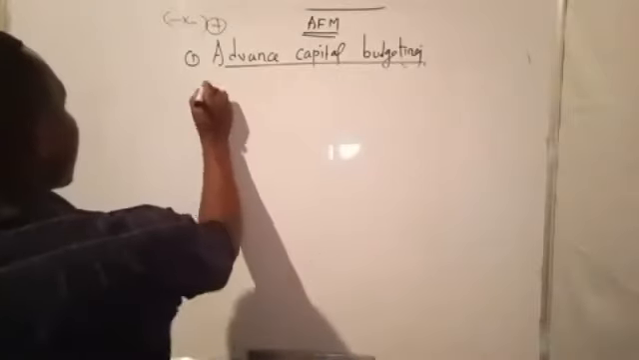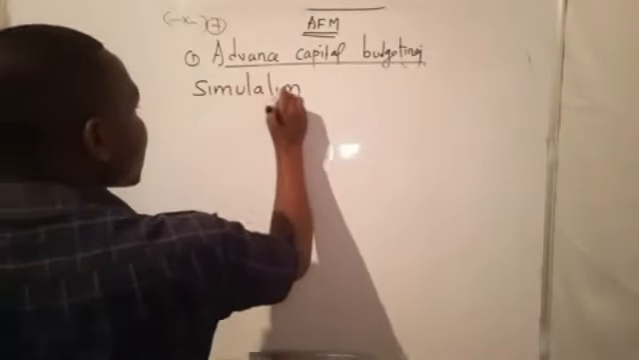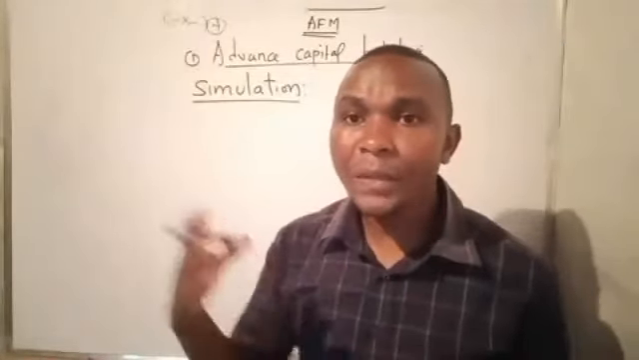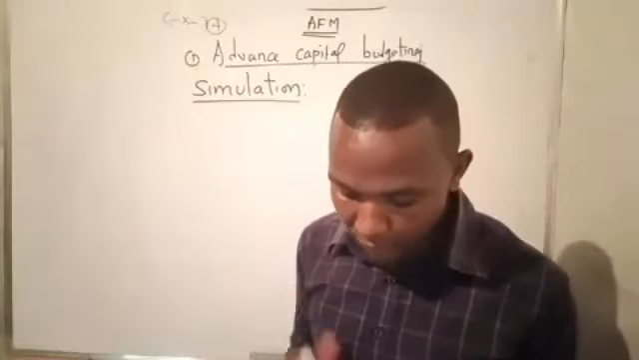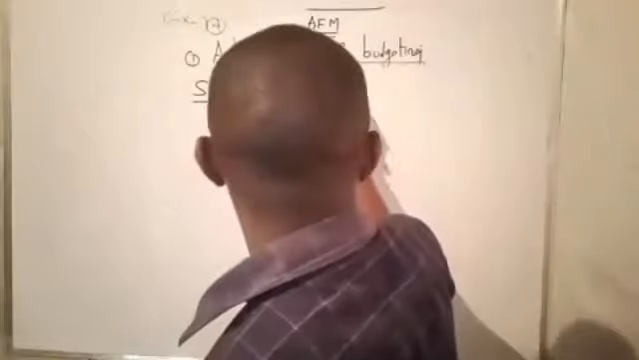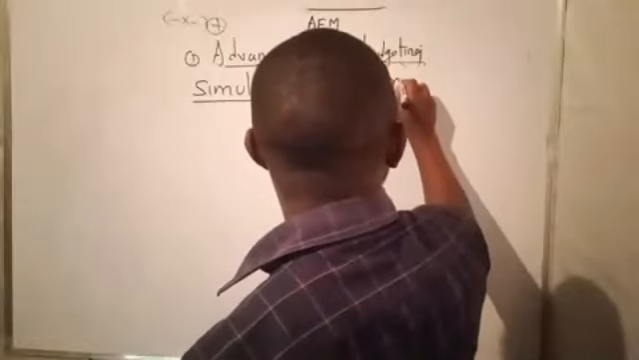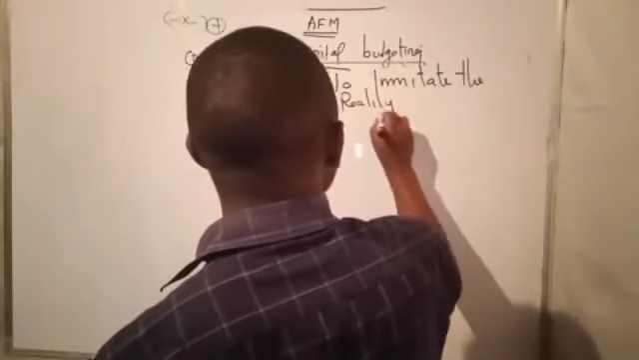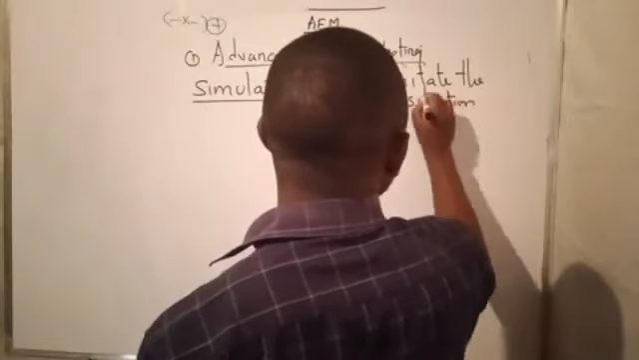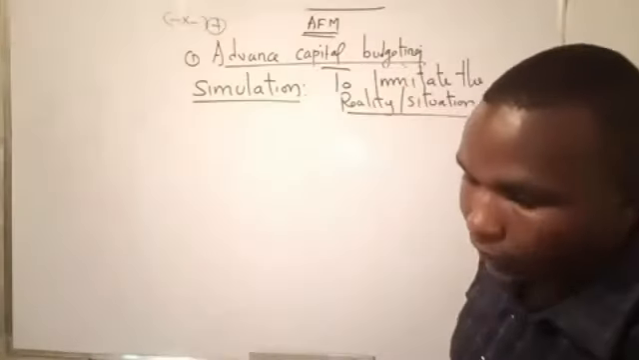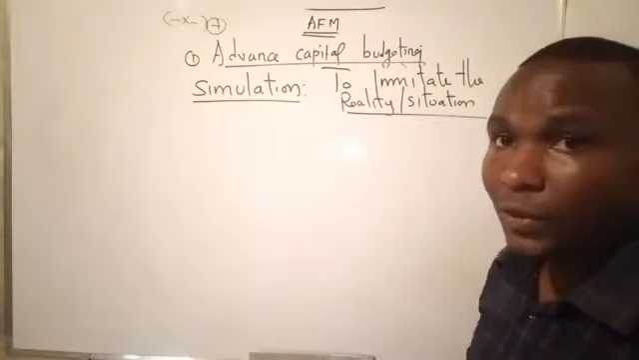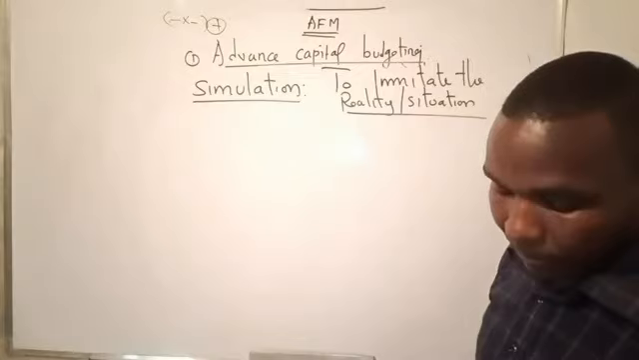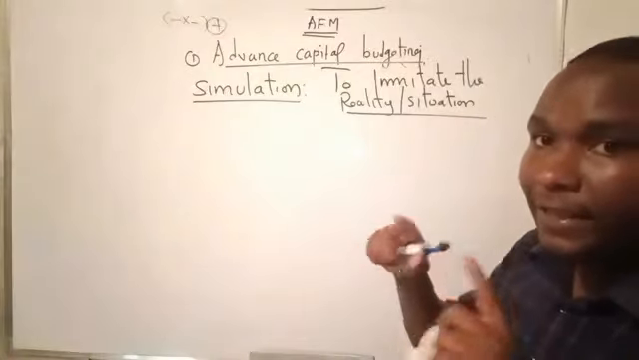So you write for me simulation. When someone says you simulate, it means that you are copying the reality or imitating the reality. So simulation is to imitate the reality or the situation. Nobody will ask you to explain simulation in theory under advanced level. It will be all about calculation. Here, under simulation, you need to know how you can divide the range.